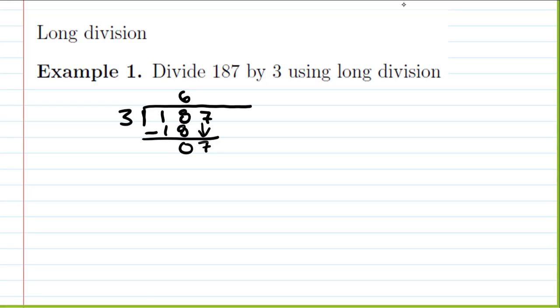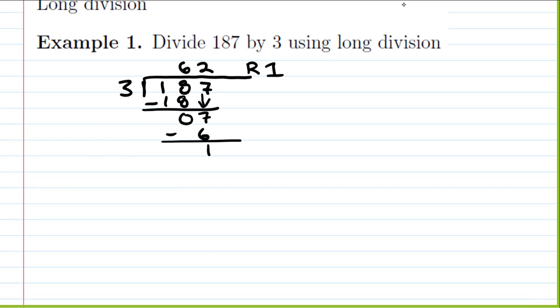So then how many times does 3 go into 7? 2. 2 times 3 is 6. Once again, we subtract, we get 1, and 3 no longer goes into 1, so we say we have a remainder of 1. And we could write this out as 187 over 3 is the same as its whole part, which is 62, plus its remainder over its divisor. So we would then say, well, 187 over 3 is the same as 62 and a third, right?